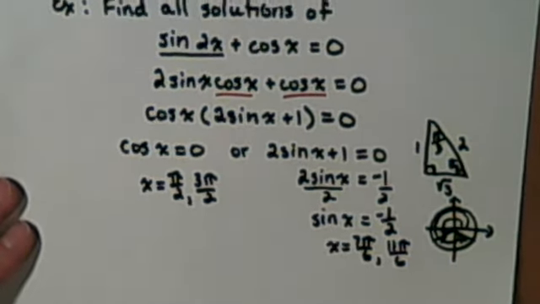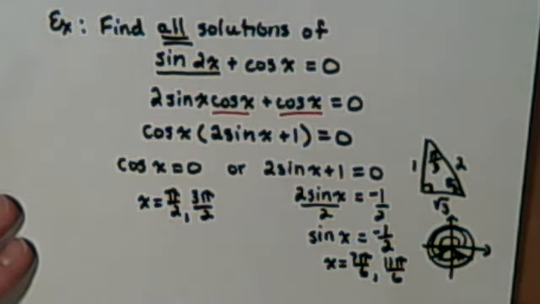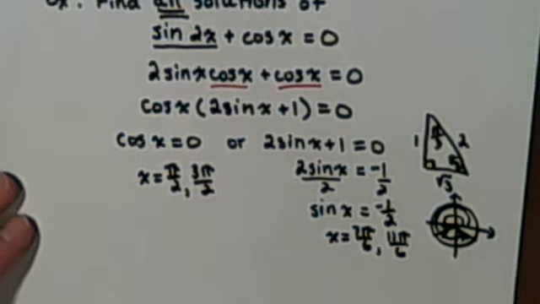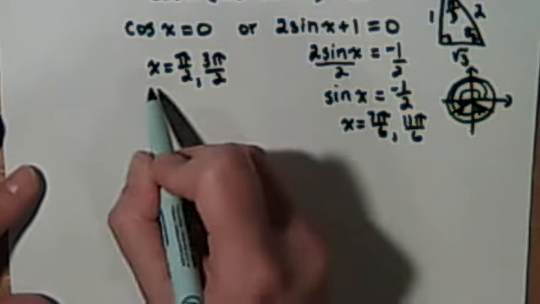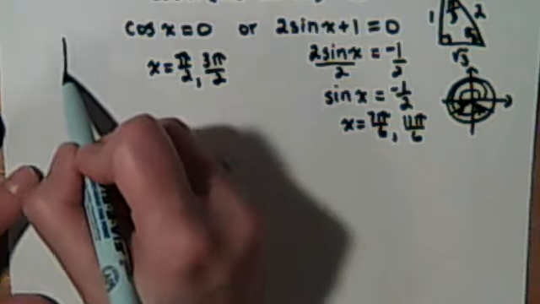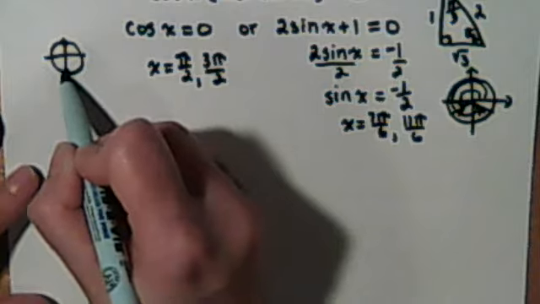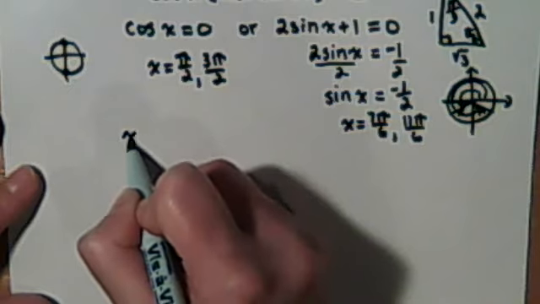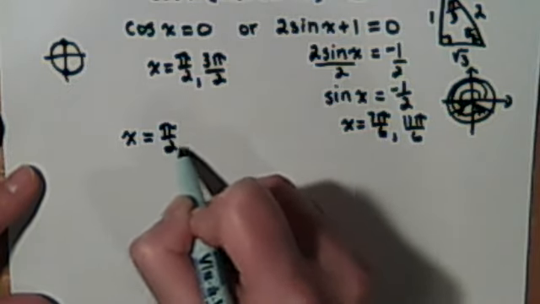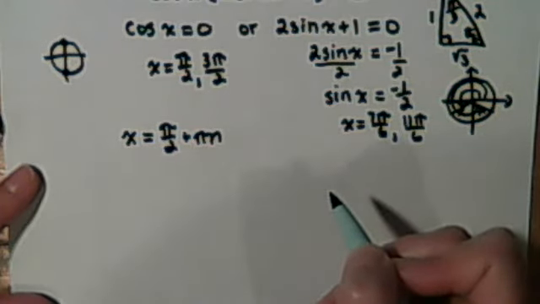But remember, in my original problem, I asked you to find all the solutions. So that means I need to look at all the possible combinations. Now we've done this before, so we can take a look at what we have here and break it down. Now the smallest way to write pi over 2 and 3 pi over 2, because they're pi units apart, we could write that as x is equal to pi over 2 plus pi n, where n is an integer.